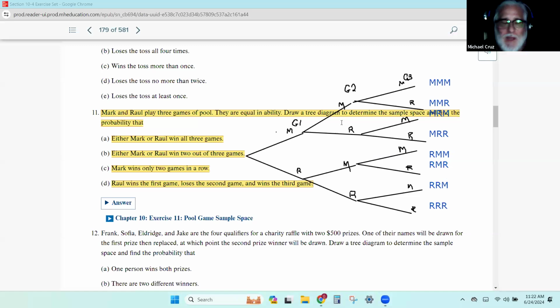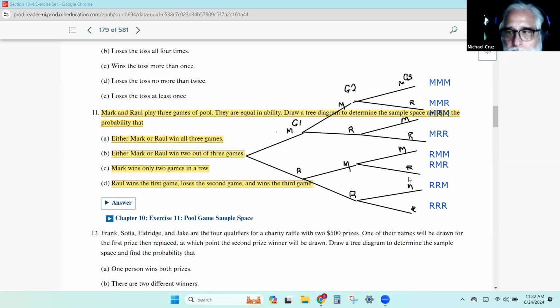Okay, so again, we got 8 choices on how these 3 games can come out. All 3 of them could go to Raul. I'm sorry, Mark. All 3 of them could go to Mark down here, or we could split with 2 Marks and 1 Raul, or we have it with 2 Rauls and 1 Mark. There's several different options. So let's see if we can answer these questions.